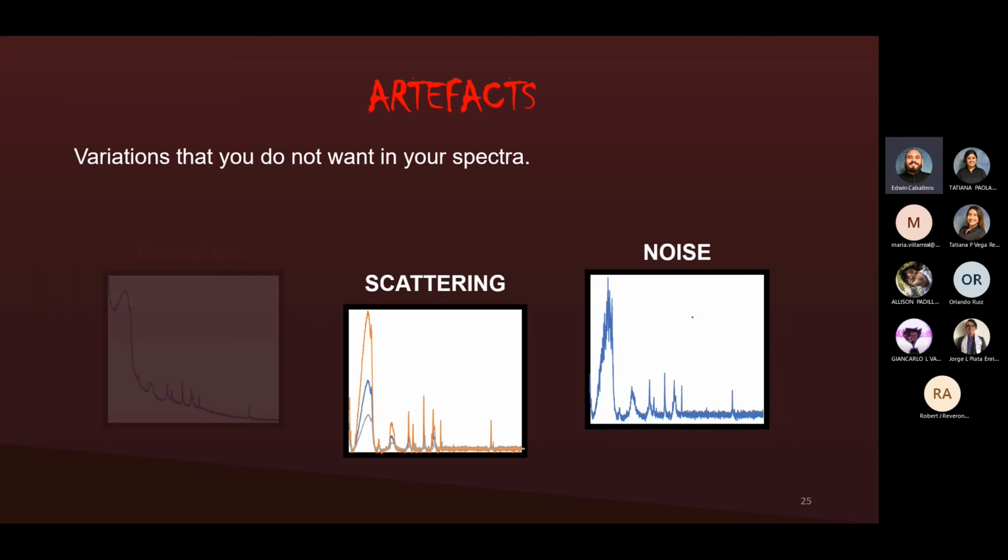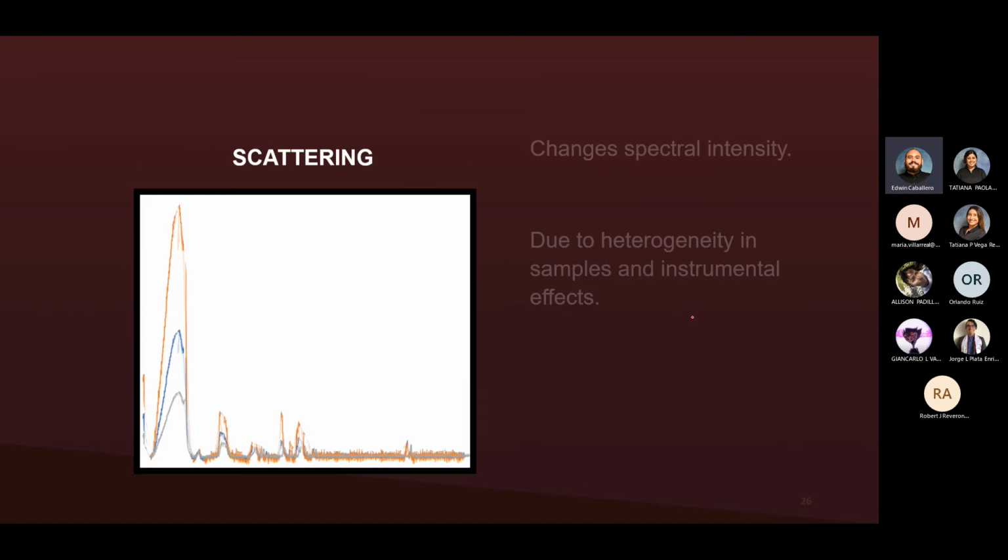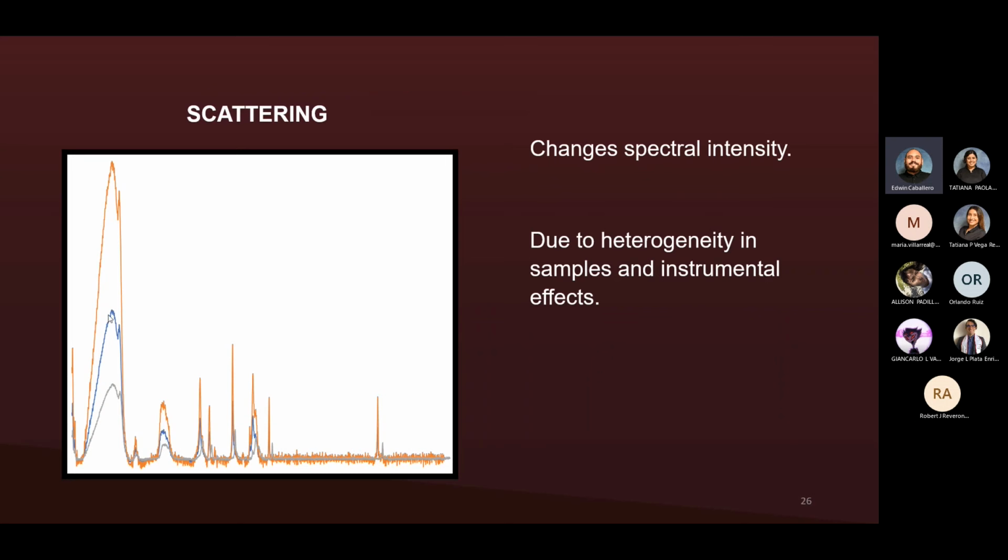The second artifact is what we call scattering. And scattering is basically when you have changes in the spectral intensity. So you have one spectra that looks like this, you have another spectra that looks like this, and then you have another one that looks like this. And you might say, what's the problem with that? Well, the problem is that all of these have the same concentration. All of these are 50%.